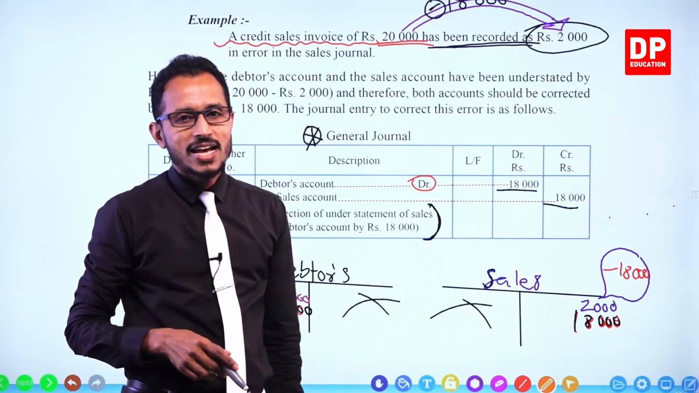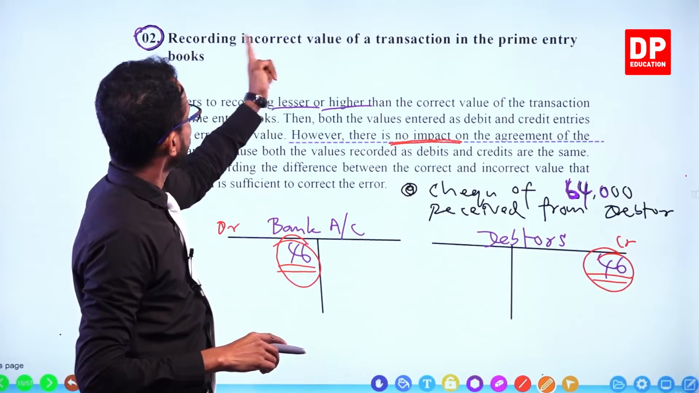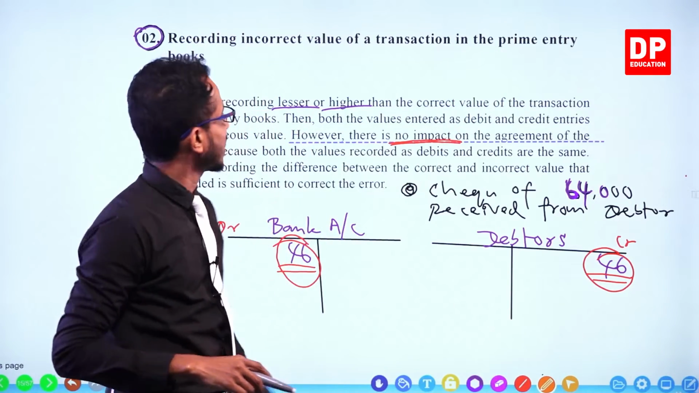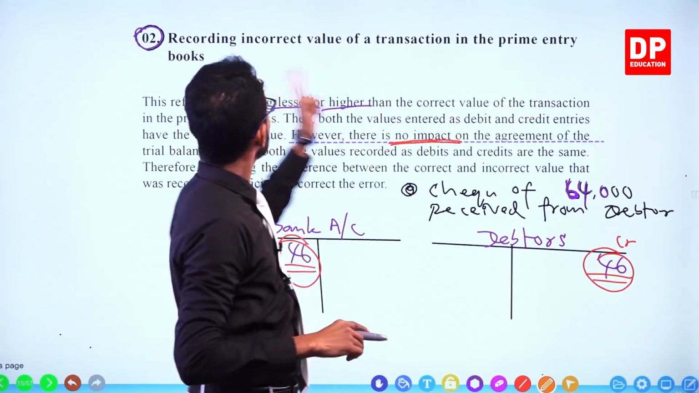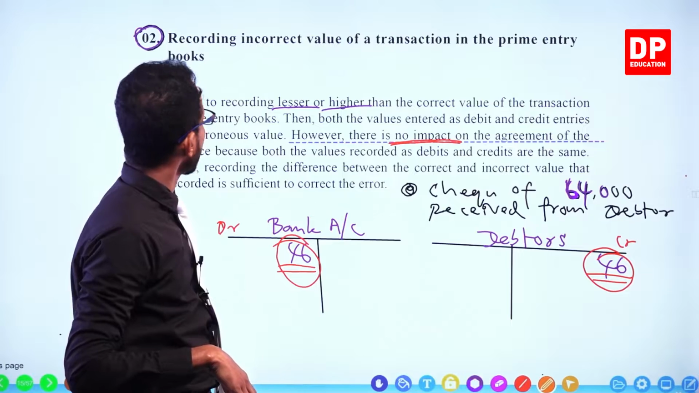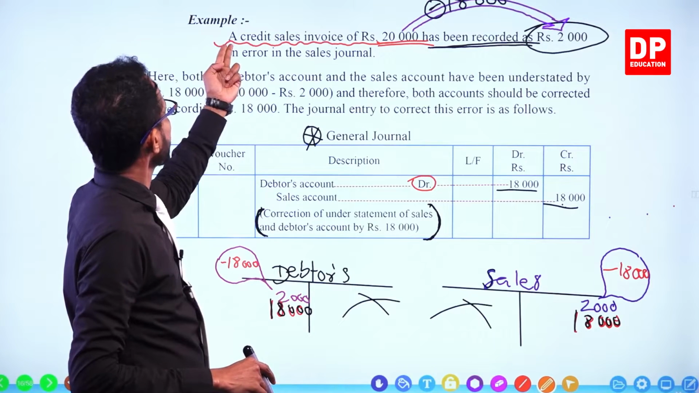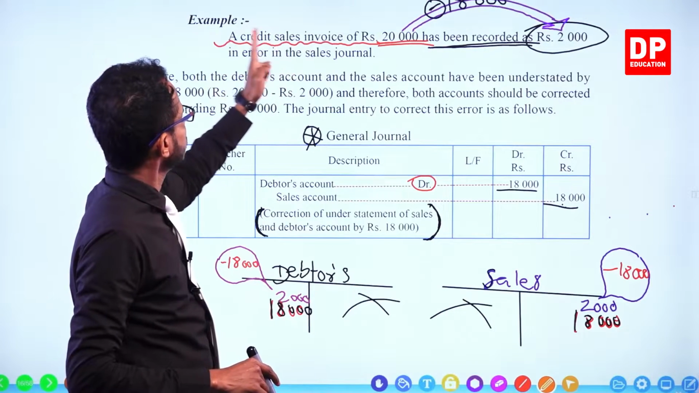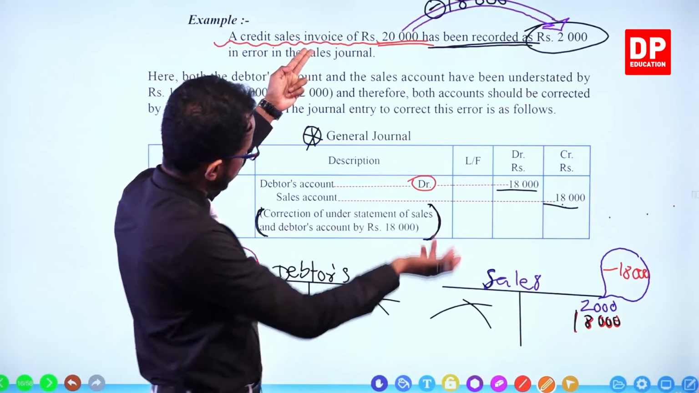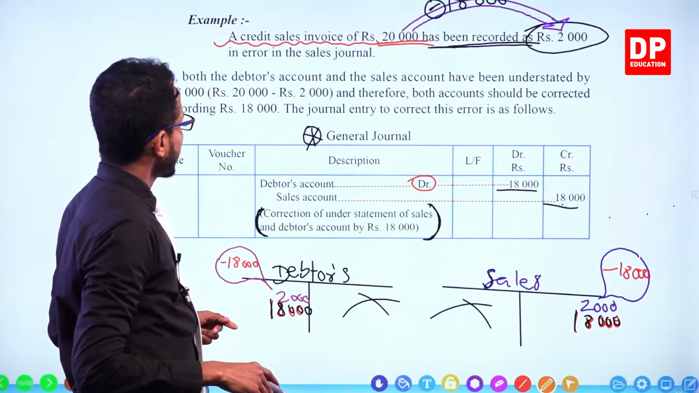That's how you correct an error of putting an incorrect value of a transaction in prime entry books. That is the second error. I'm going to do another example for this. This example is a credit sale. The error is a credit sale invoice of 20,000 has been recorded as 2,000. I'll take another example.